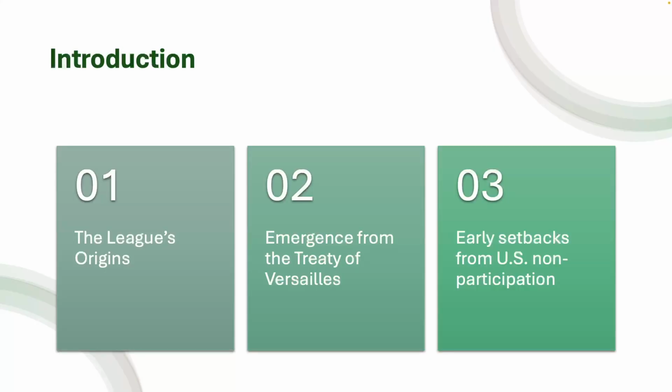The earliest setback of the League of Nations, the initial setback, the setback before it even became a thing, was the fact that, of course, the US had not participated. If you're going to write an essay about the failures of the League of Nations, then one of the things that you're going to have to talk about is the fact the US had not joined. The US was seen as a cornerstone of the League of Nations.